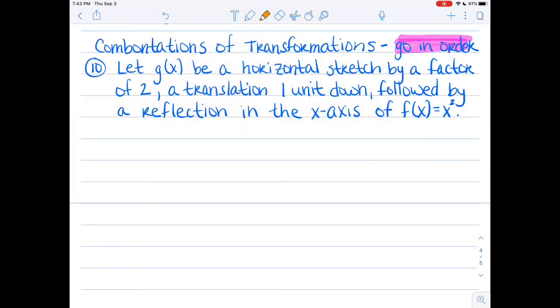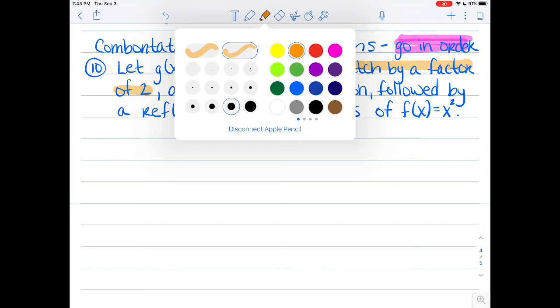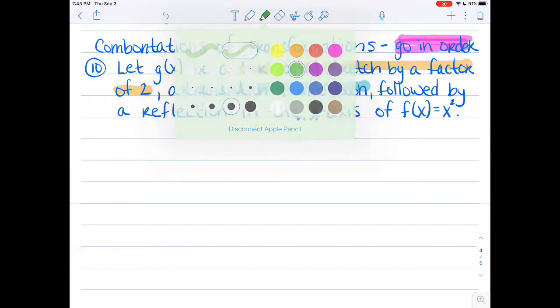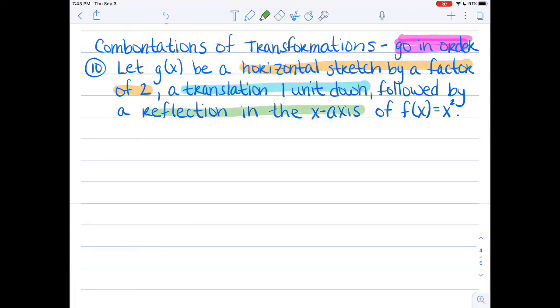So let's read all of these transformations and figure out how many we have and what order we need to do them in. So it says that g of x, we are going to do a horizontal stretch by a factor of 2. Then we are going to translate by 1 unit down. So that's going to be a vertical transformation, a translation 1 unit down. And then finally followed by a reflection in the x-axis. So let's go ahead and highlight reflection in the x-axis.